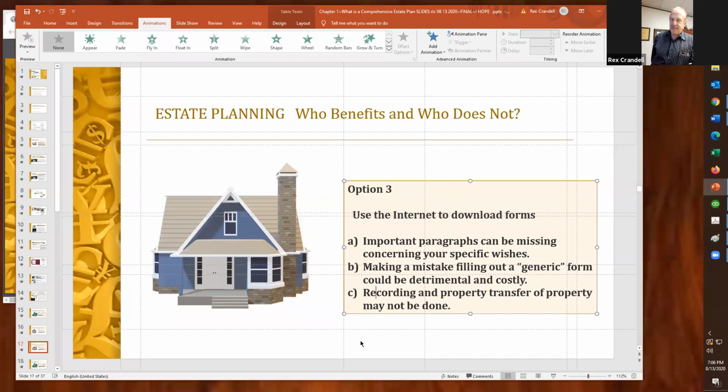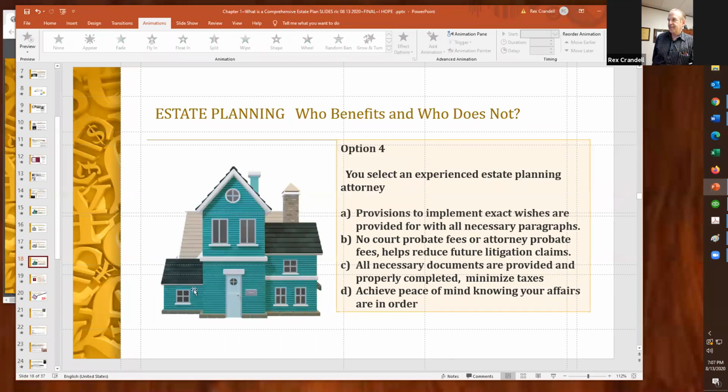Another problem with the internet forms of trust that I've seen is they never get around to transferring the title to the house or to the other property into the name of the trust. And when we find that, and we make it available to members of the people on the webinar here, if there is a trust that does not have the house or real property in the trust, for a fee of $250 plus the public filing fee, we will take care of that for you and get that titled in the name of your trust.